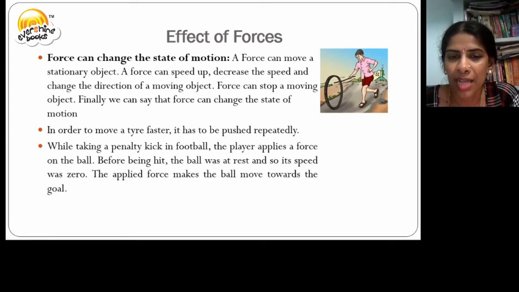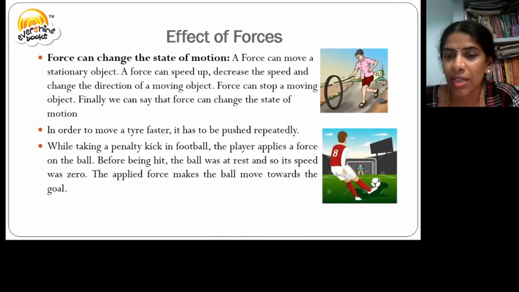While taking a penalty kick in football, the player applies a force on the ball. Before being hit, the ball was at rest, and so its speed was 0. The applied force makes the ball move towards the goal.